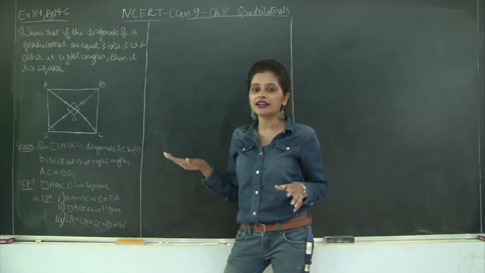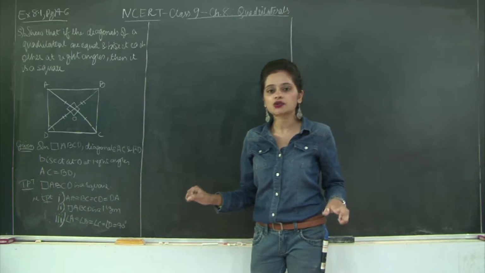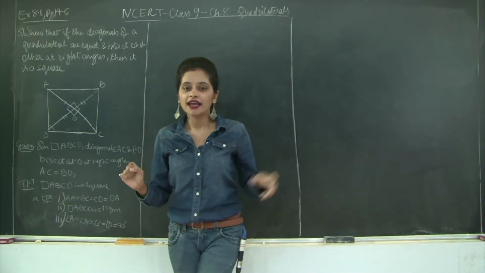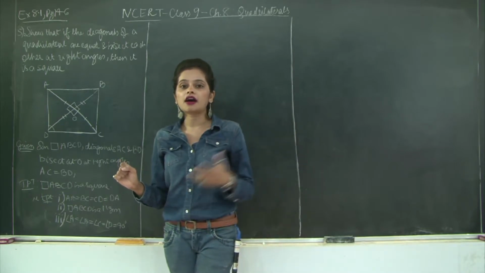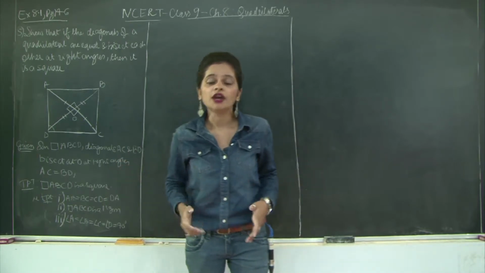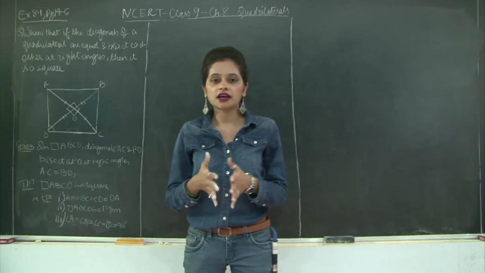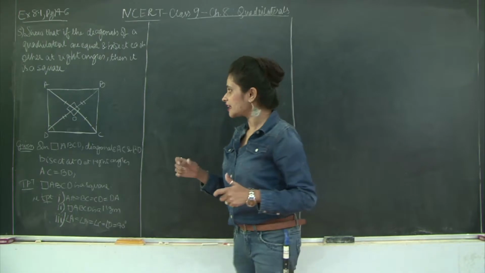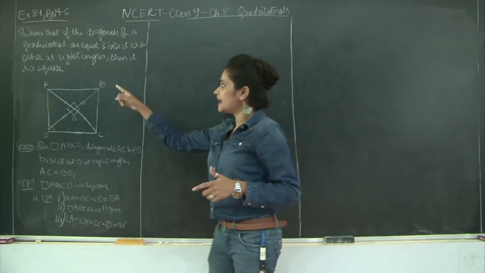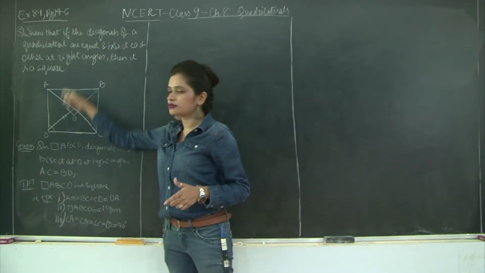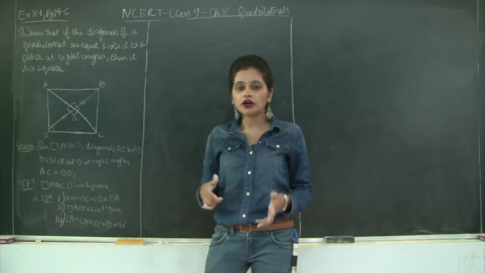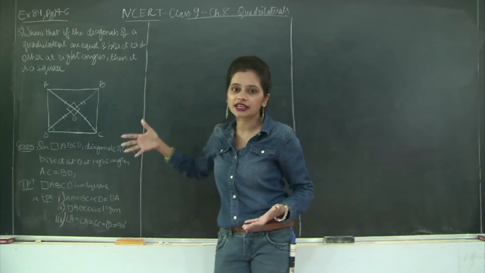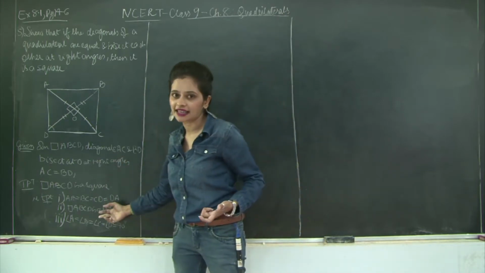Now we need to prove that quadrilateral ABCD is a square. So how do we prove that? Let's come back to our definition and our understanding of what a square is. We know that a square is a quadrilateral in which each of the sides are equal. That means the first thing we need to prove is AB is equal to BC is equal to CD is equal to DA. Also we have learned that a square is a parallelogram. So we need to prove that quadrilateral ABCD is a parallelogram. So this is the second thing that I need to prove.